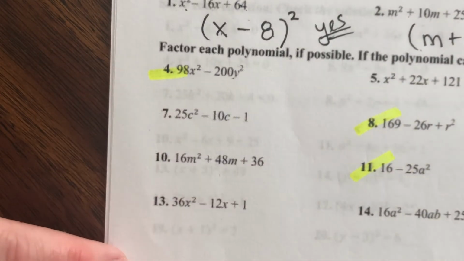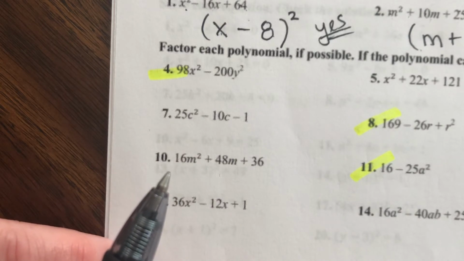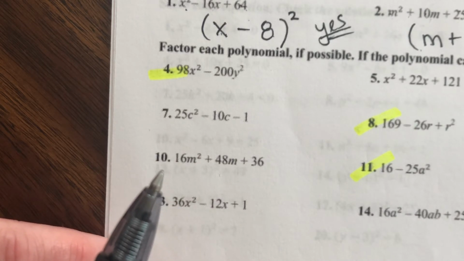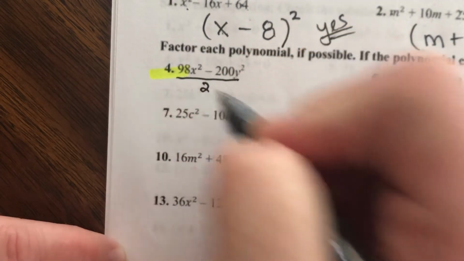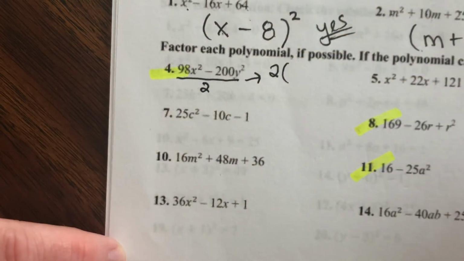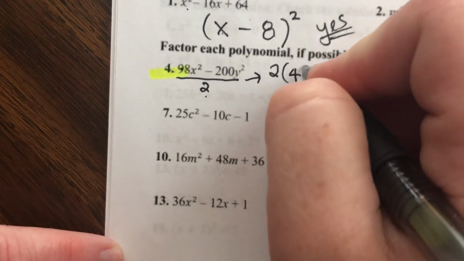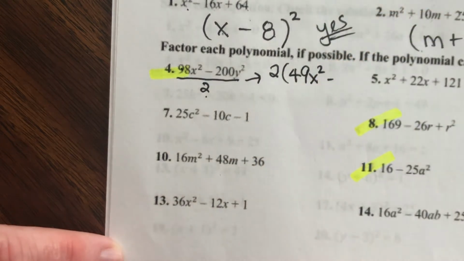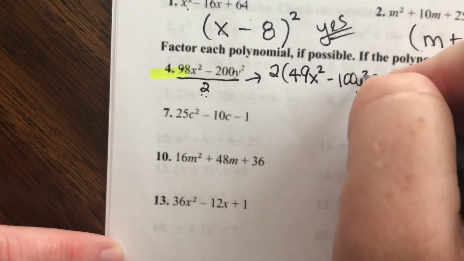98x squared minus 200y squared. Well, 98 and 200 don't look like perfect squares to me, right? But can I divide them by anything? I mean, I can divide them both by 2, right? So if I divide them by 2, I'm going to put that 2 out front. Everything left over after I divide: 98x squared divided by 2 is 49x squared. 200y squared divided by 2 is 100y squared.